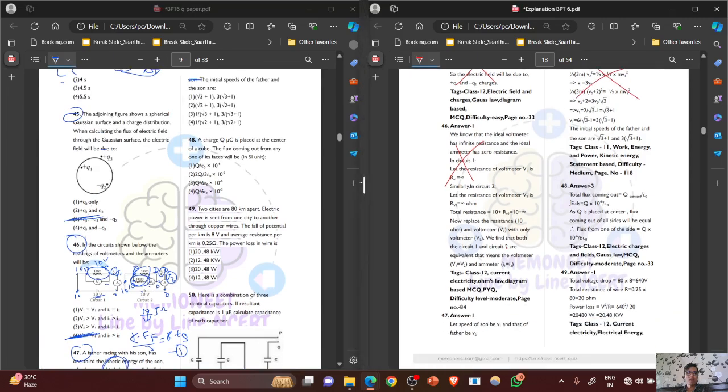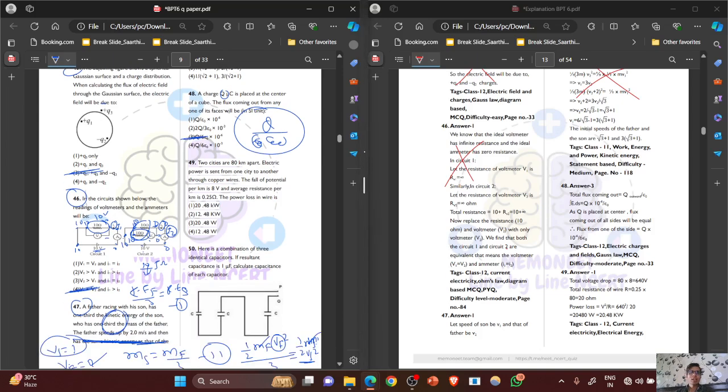Don't worry, I will explain the questions. The charge Q is placed at the center of a cube. The flux coming out of any one face is simply Q by 6 epsilon naught. That's Q by 6 epsilon naught microcoulombs. Option 3 is the correct answer.